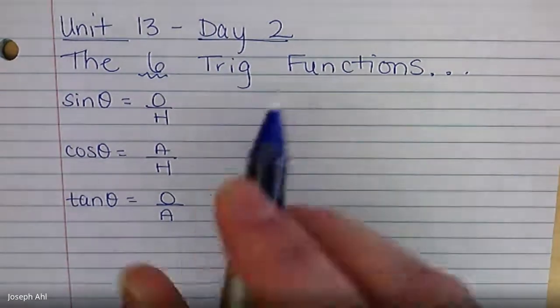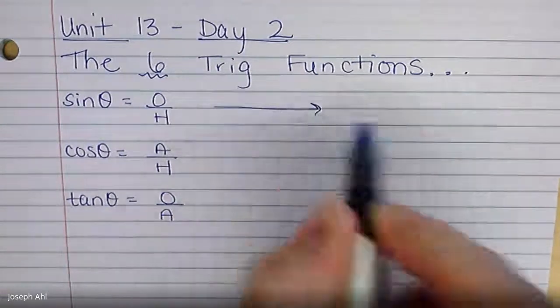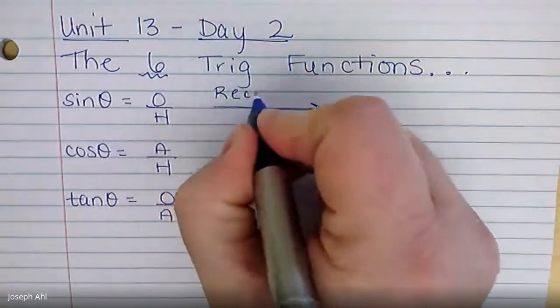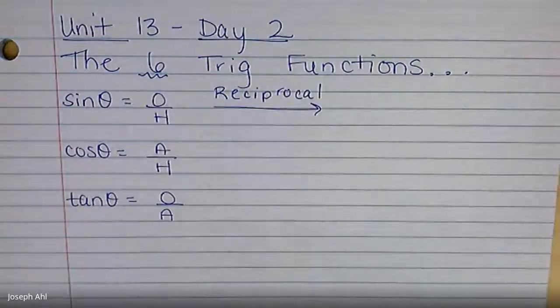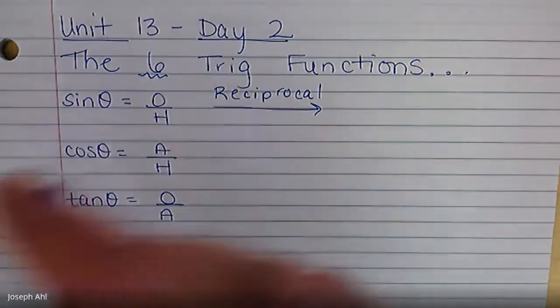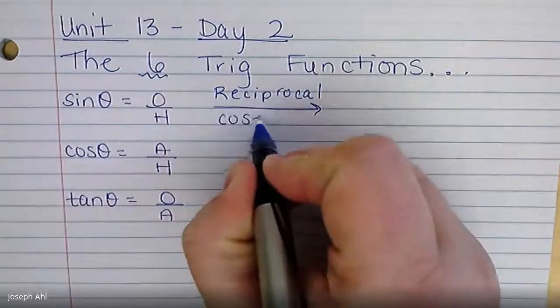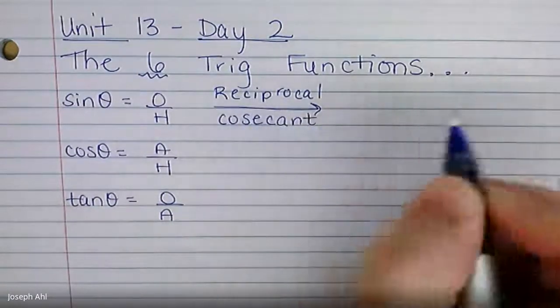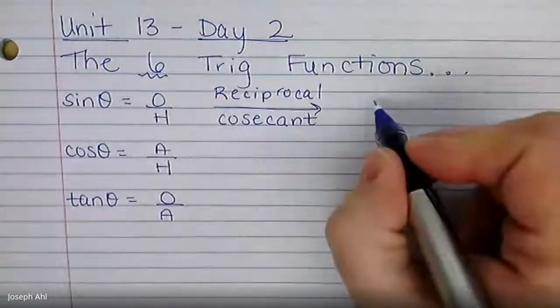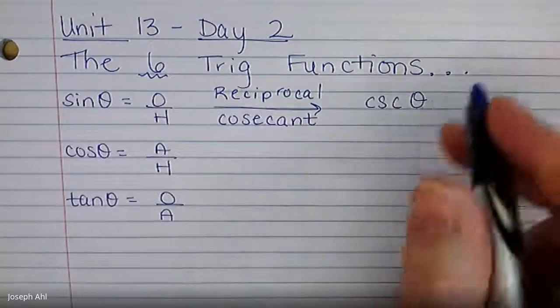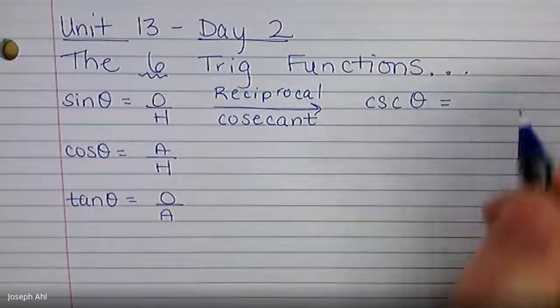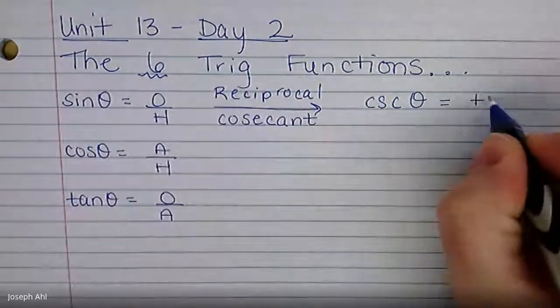So I'm going to draw an arrow this way, and I'm going to say that because we talk about the reciprocal functions quite a bit, we give them special names. The reciprocal of sine is a function called cosecant, and cosecant's abbreviation is CSC. So if I were to do cosecant of theta within a specific triangle, instead of opposite over hypotenuse, we're going to do hypotenuse over opposite.